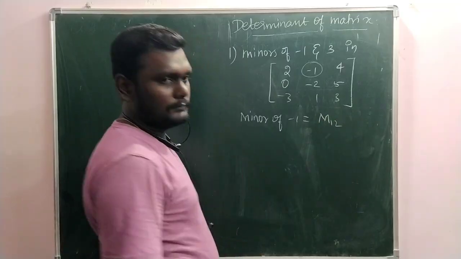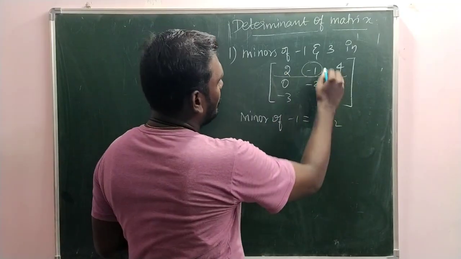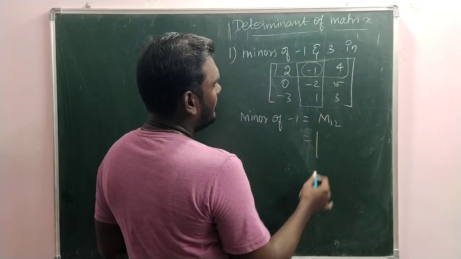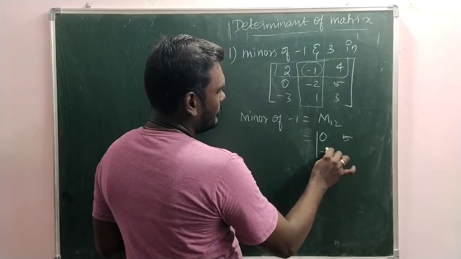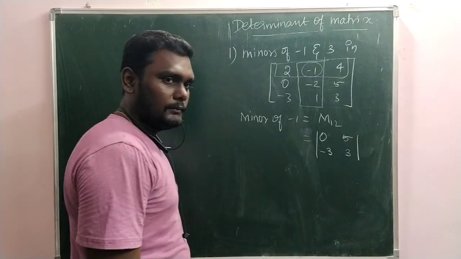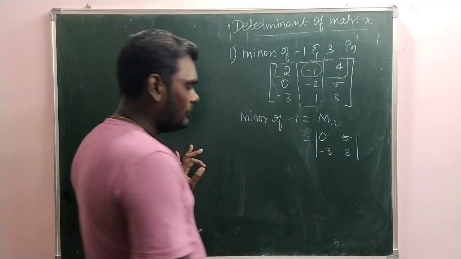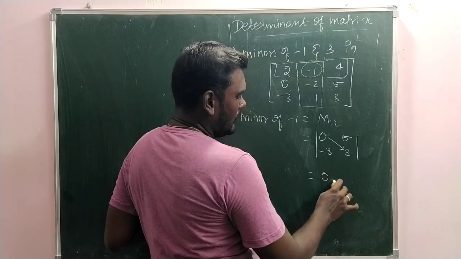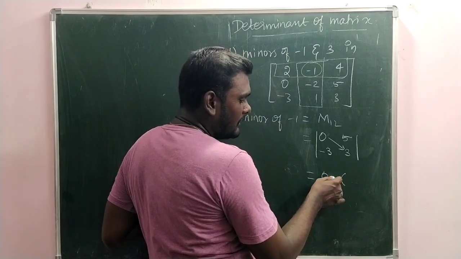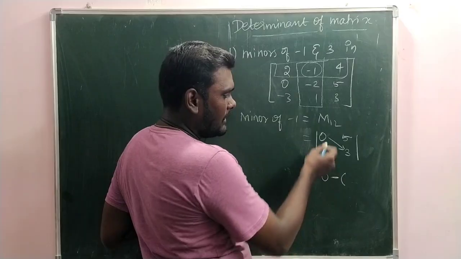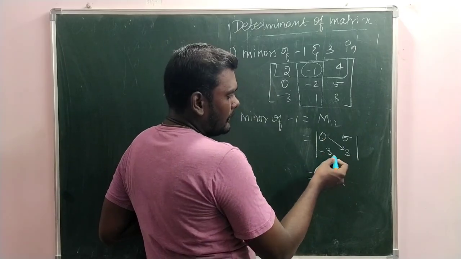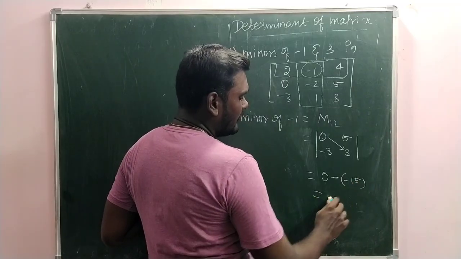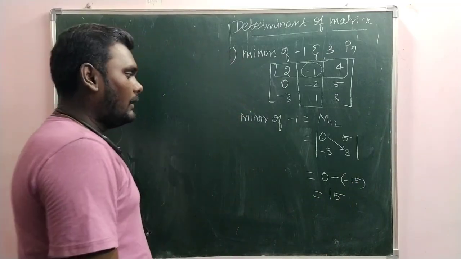Okay, this minor of -1 is M12 we should find. M12 means what? Leaving the row and column where this -1 belongs, writing the remaining elements, the determinant of remaining elements, that is 0, 5, -3, 3. Now how to take the determinant value of this 2 by 2? In this direction we should multiply 3 into 0, which is 0, and this one -3 into 5, which is -15. So minus of minus, plus 15, that is the value of minor.